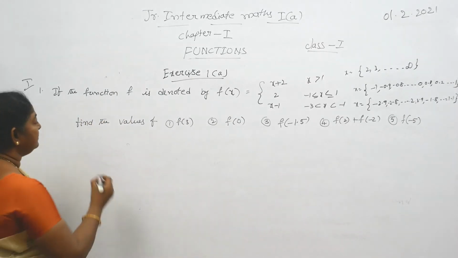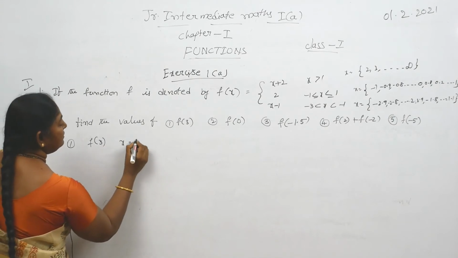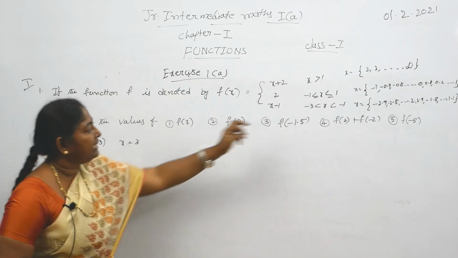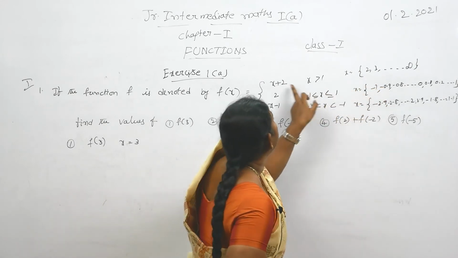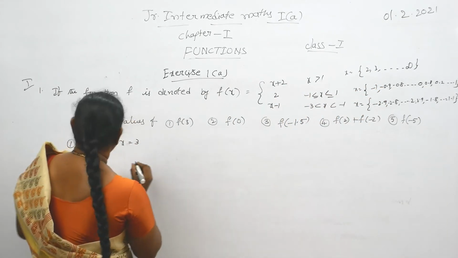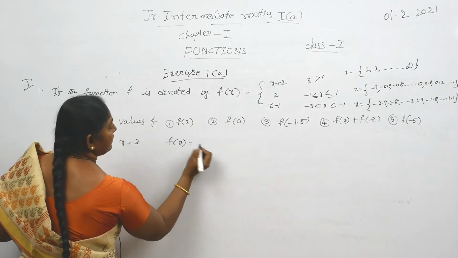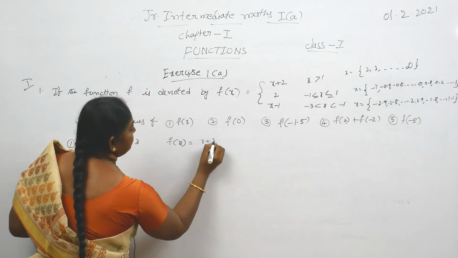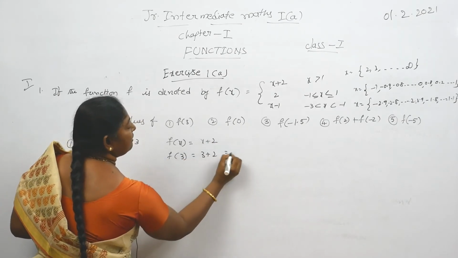So f of 3. Here, first problem, f of 3. Here x equal to 3, so x equal to 3 means we have to take the first condition. So x plus 1, we have to substitute. f of x equal to x plus 2. So f of 3 equal to 3 plus 2 equal to 5.